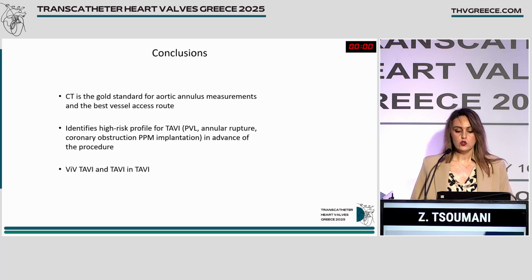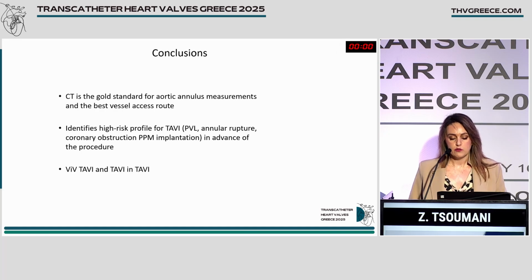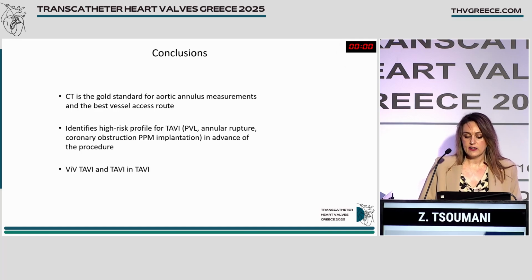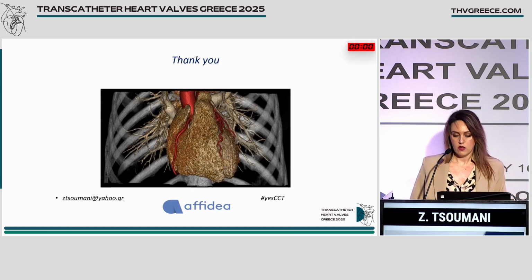In conclusion, CT is now the gold standard for aortic annulus measurements and providing the best vessel access route. It can identify high-risk profile for TAVI in terms of complications. It can be helpful in valve-in-valve TAVI and TAVI-in-TAVI, and all this knowledge should be passed to the interventional cardiologist so he can alter the procedure. Thank you very much.